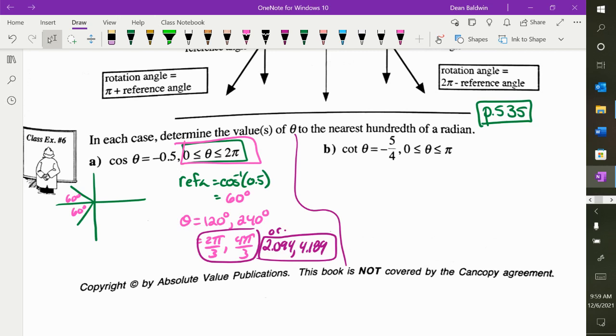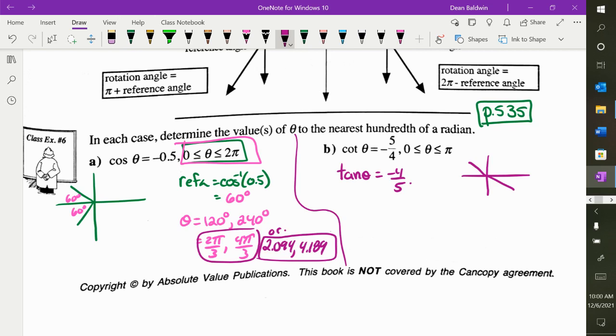Now, what's cotan? Let's start with that. It's 1 over tan. So tan theta should be the reciprocal of that, right? Negative 4 over 5. Does that make sense? Okay, what quadrants is tan negative? 2 and 4. Okay. 2 and 4. Do I use both of those?